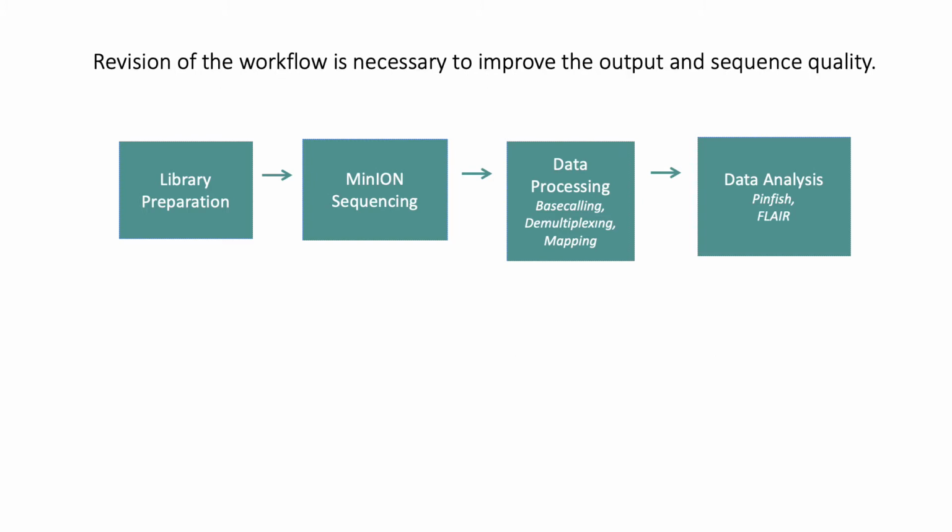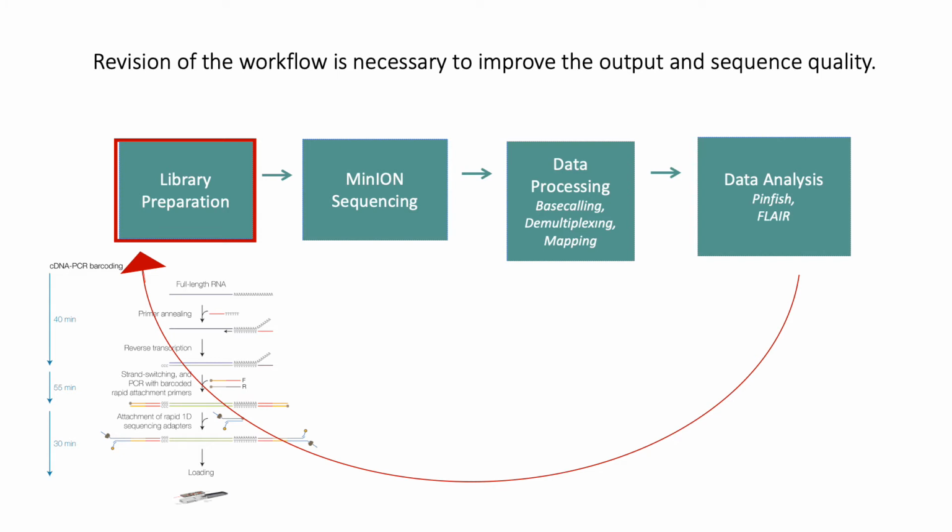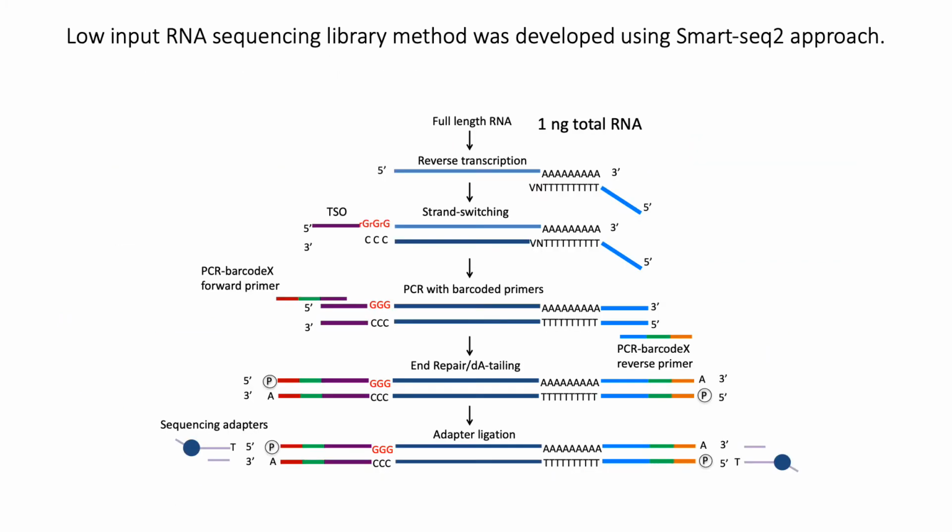In order to improve the output and the data quality, we revised our workflow and went back to the library preparation step and decided to improve our library preparation. We decided to adopt a new library preparation process using the SmartSeq2 method, which is a library preparation method developed for high throughput transcriptome analysis of single cells. It's different from the standard Nanopore library preparation.